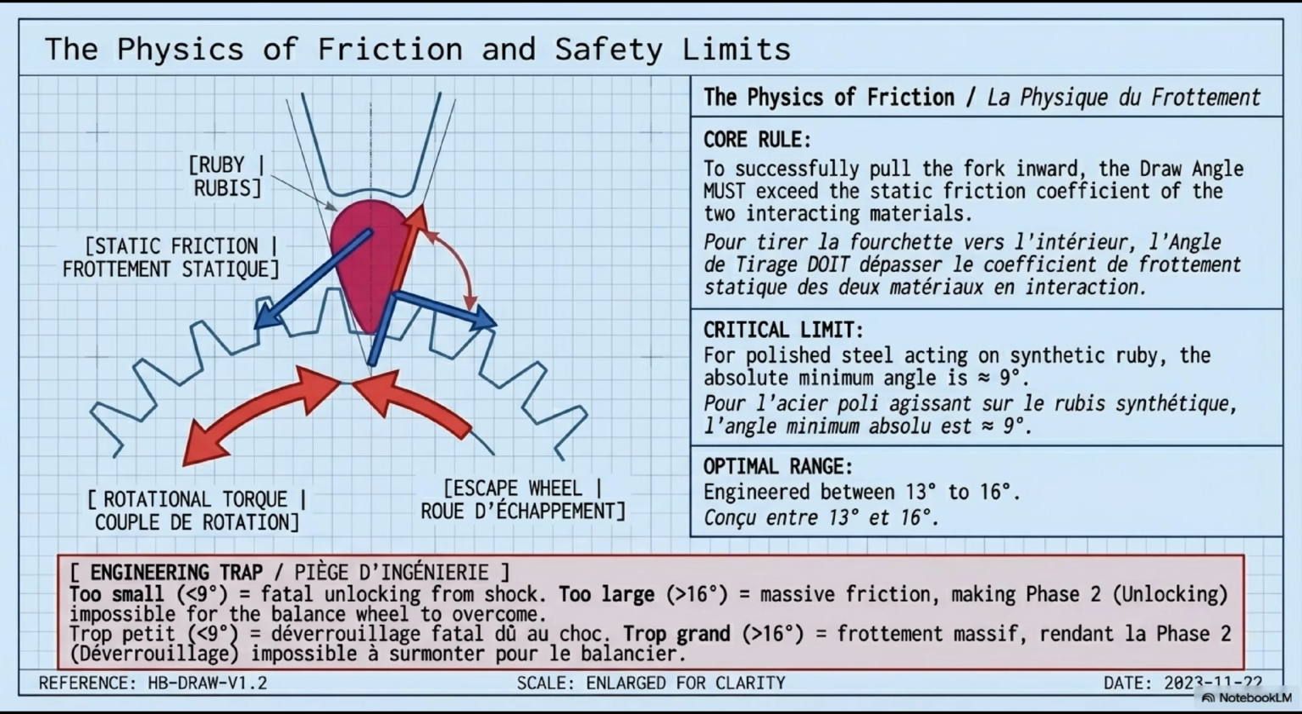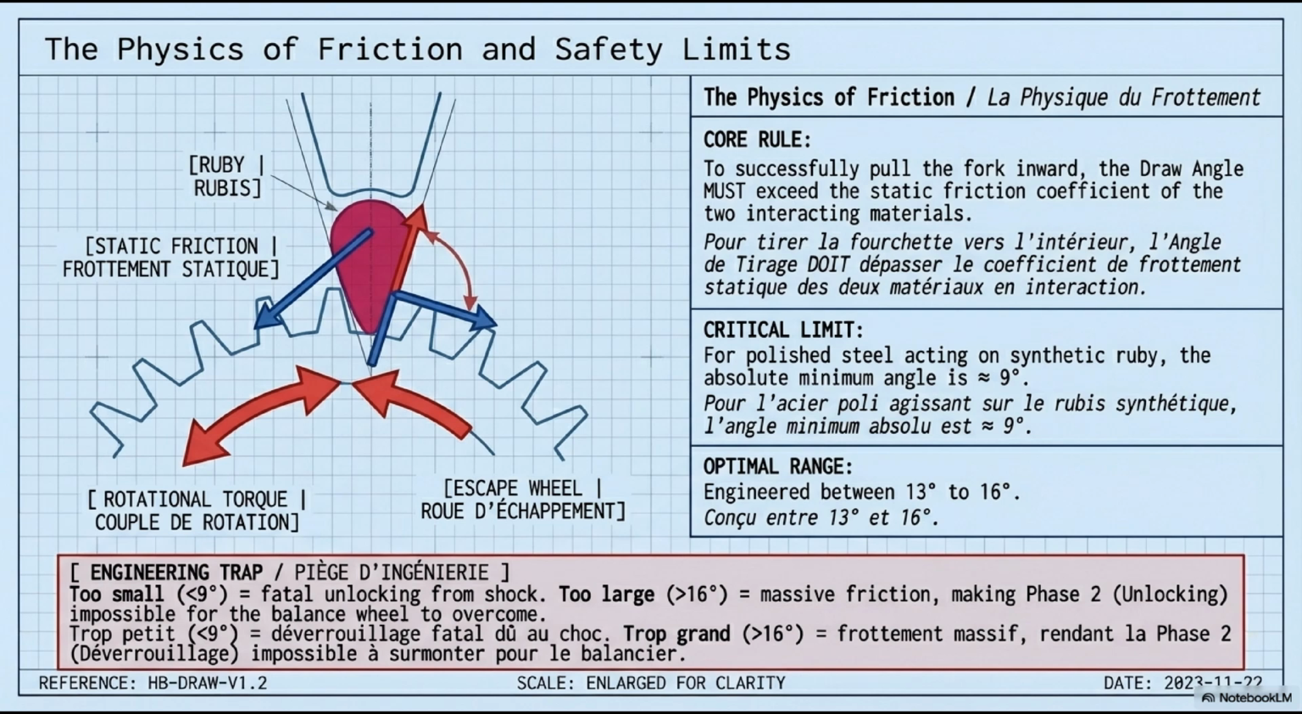Core rule: to successfully maintain the draw, to pull the fork inward, the draw angle must exceed the static friction coefficient of the two interacting materials. The coefficient of static friction for polished steel on synthetic ruby is approximately 0.16, corresponding to a friction angle of about 9 degrees. Critical limit: the absolute minimum draw angle for polished steel on synthetic ruby is approximately 9 degrees. Below this, the draw force cannot overcome the friction force at the contact point.